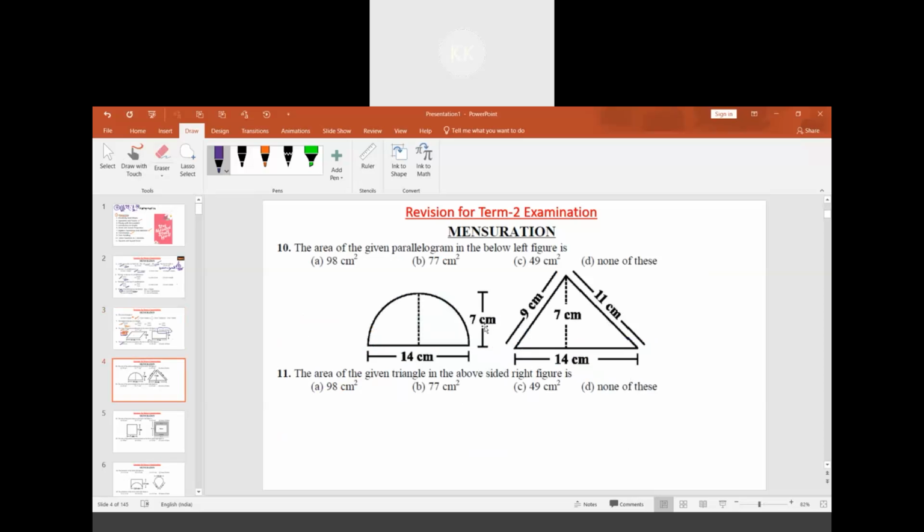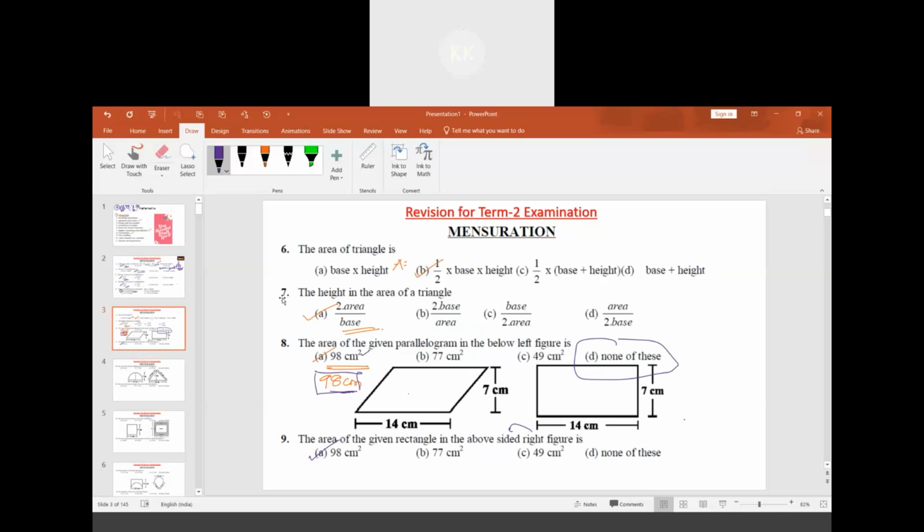Now the 9th question: how to find the perimeter of that parallelogram? Same as to find the perimeter of a rectangle. Perimeter is the sum of all the sides. This will be 7, this will be 14. It is 2 times length plus breadth. The same formula which is there for a rectangle is the same for a parallelogram also.